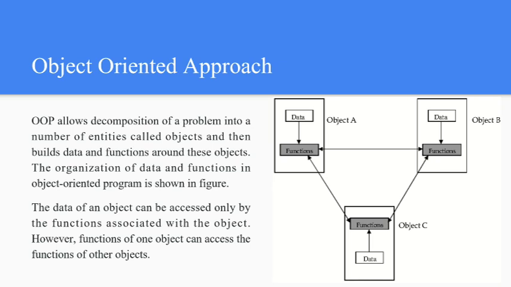Object-oriented programming allows decomposition of a problem into a number of entities called objects and then builds data and functions around these objects. The organization of data and functions in object-oriented programming is shown in the figure. The data of an object can be accessed only by functions associated with the object. However, functions of one object can access the functions of other objects.